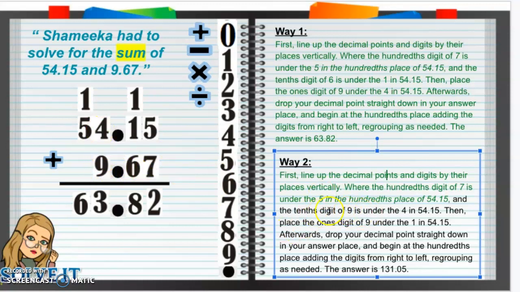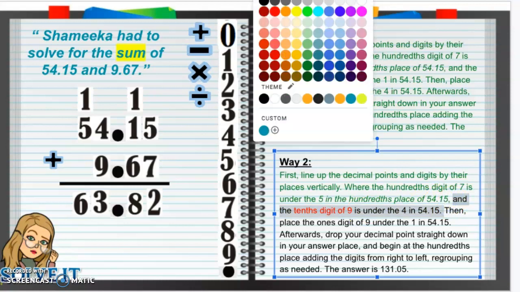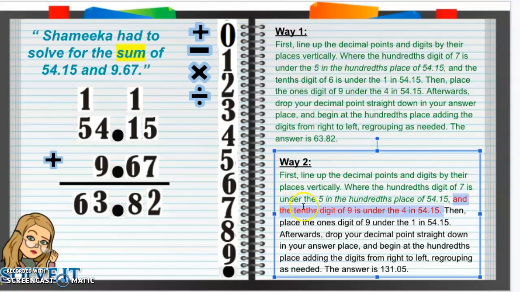Well, the 9 is under the 4, but that's not the tenths digit. That tenths digit is not 9. So I'm going to put that statement in red because that is not a correct statement. That tenths digit is a 6. That should be under the 1. The ones place is where that 9 is. So then place the ones digit of 9 under the 1. Whoa, now they're like crisscrossing. So that's not correct either. Let's mark that as red.